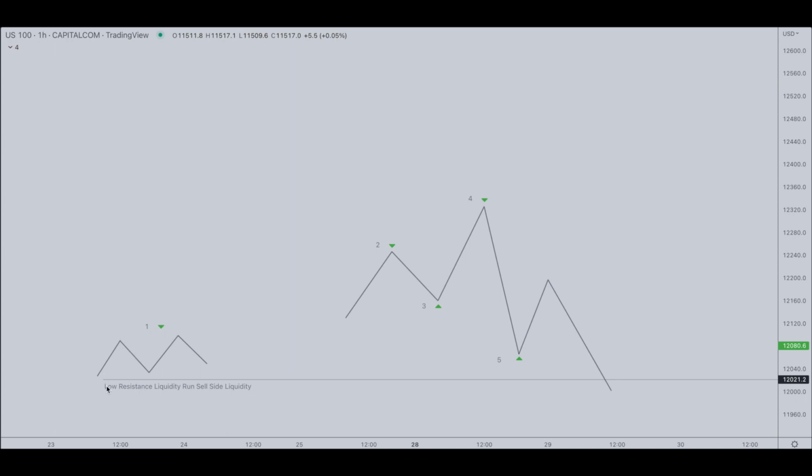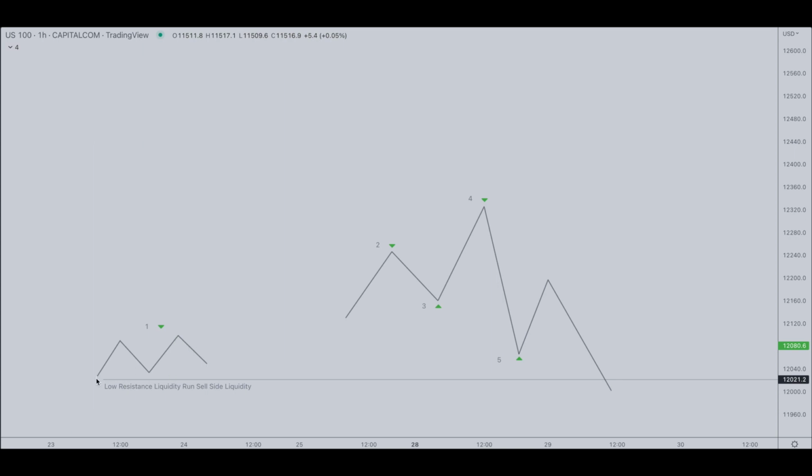Step number 1, we look for a low resistance liquidity run, sell side liquidity. This is essentially going to be our draw on liquidity. So we are looking to be targeting this sell side here. We either want it to be in the form of equal lows or a low resistance liquidity, where we get higher lows to the right. So every time price makes a new low, you always want the low to be higher. So a higher low here.